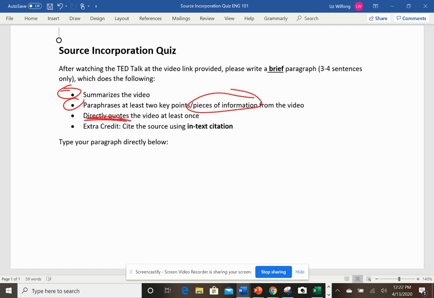So I would suggest that, if you're watching the video and maybe taking some notes on it as you watch, anything that you want to keep in the original, you go ahead and put it in quotation marks in your notes so that you don't forget to do it later.